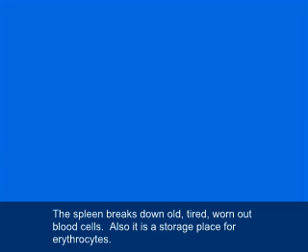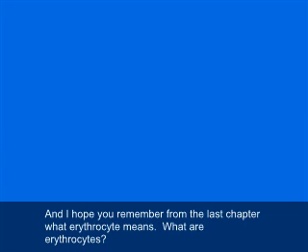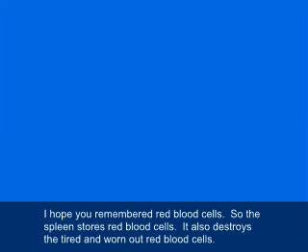Also, it is a storage place for erythrocytes. And I hope you remember from the last chapter what erythrocytes mean. What are erythrocytes? Well, I hoped you remembered red blood cells. So the spleen stores the red blood cells. It also destroys or breaks down the tired and worn out red blood cells.